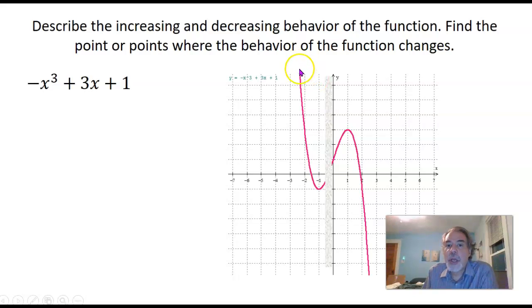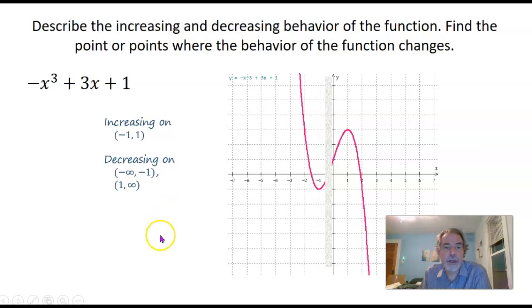So here we are decreasing on the interval from -infinity to -1, and then -1 is where we change over, and then we're increasing from -1 to 1 on that interval, and then we're decreasing again on the interval from 1 to infinity.